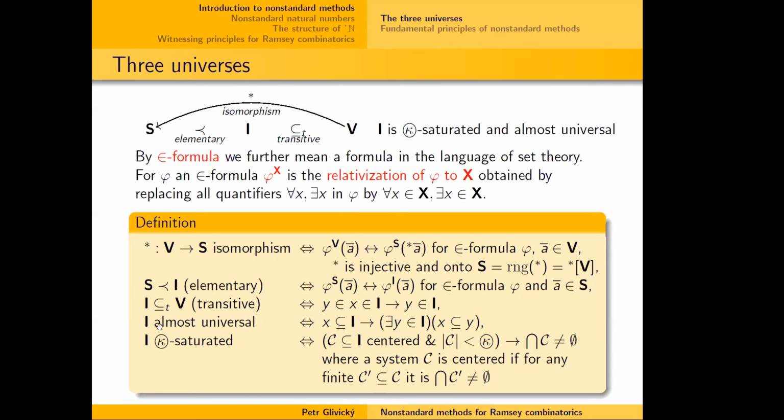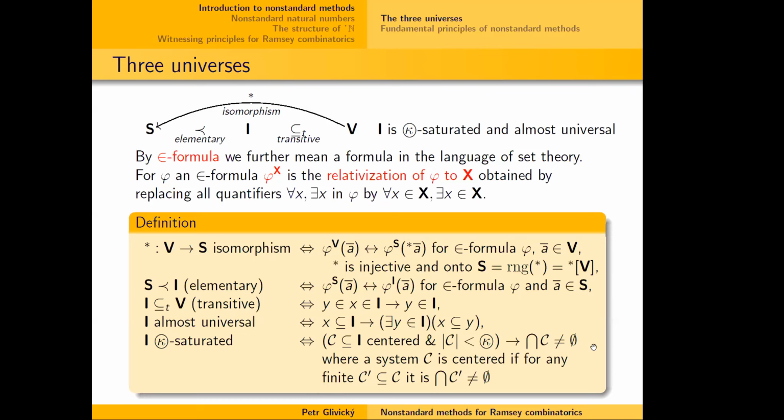The kappa saturation. Kappa is a cardinal, which is only required to be uncountable. And that's a parameter of the construction which we can choose arbitrarily. Usually uncountable is enough in some other parts, and we will use it today as well. We require that it's larger than the continuum, but other than that, there are almost no requirements on the size of this cardinal number kappa. And kappa saturated means exactly what you would expect. Any centered system of elements of I of size less than kappa has non-empty intersection.